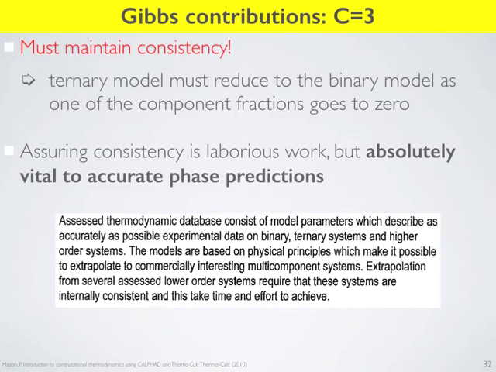I've said this a few times now, you must maintain consistency. The ternary model that you construct must reduce to the binary model as one of the component fractions goes to zero, or else you're going to have an inconsistency in your database and your predictions are going to be unreliable. So it's absolutely vital, and it's a painful thing to do. There's a lot of validation that goes into making sure this consistency occurs.